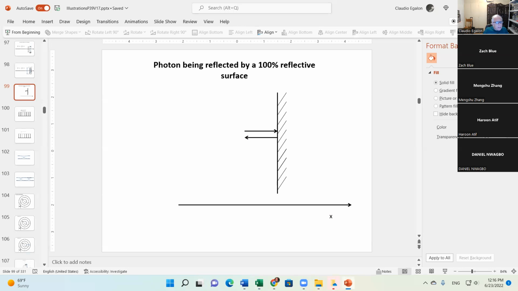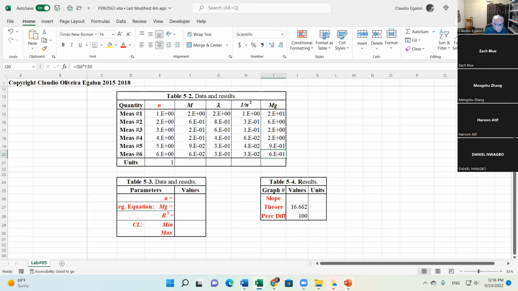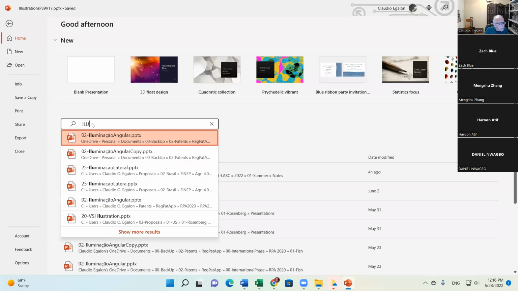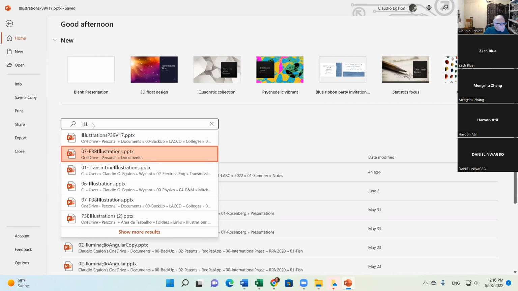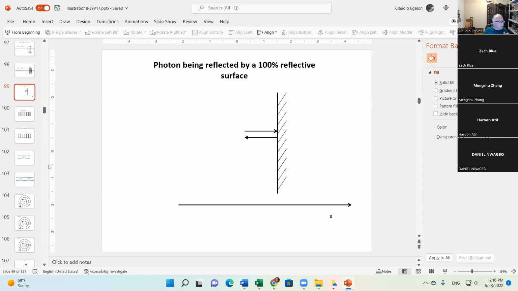Let me see if I can get the illustrations. P39, no. P38, looks like I have to do the illustration from scratch. 06 illustration. Yeah, unfortunately, I have to do that from scratch. I have some illustrations out there, but I just cannot find it.